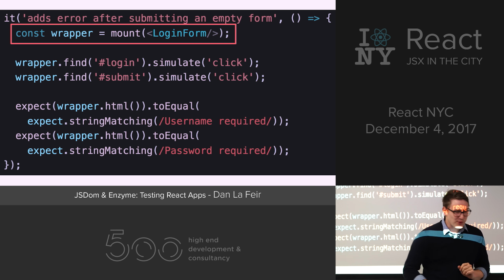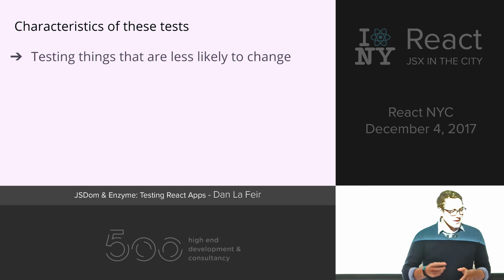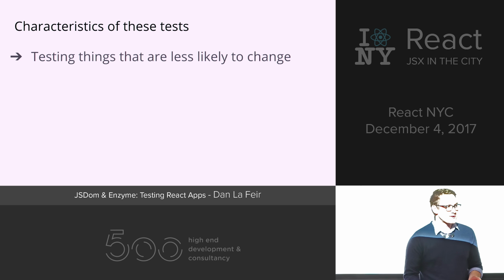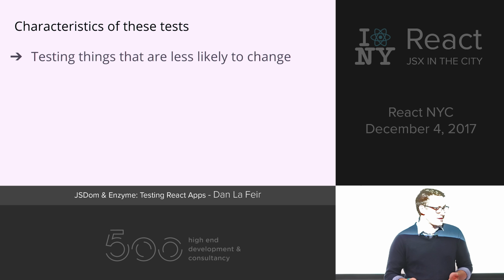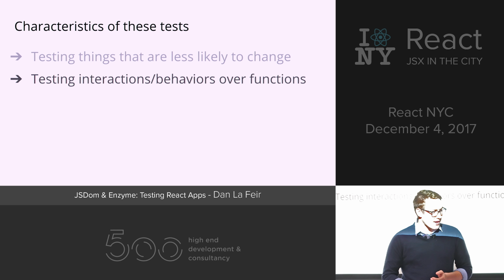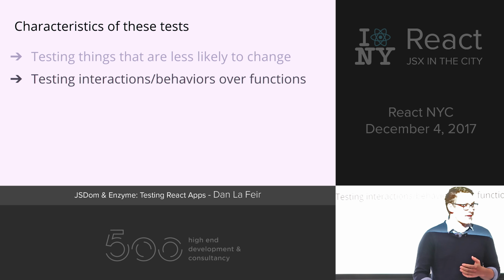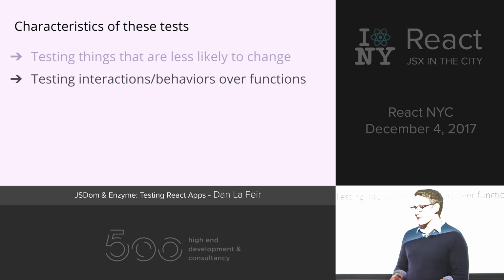Oops, and let's break down this test. So I kind of already did that. Some characteristics of these tests that I want to call out: we're testing things that are less likely to change. I think we articulated that pretty well. We're testing the interactions and behaviors over the functions. Function calls don't really mean anything in the browser. They're just the thing that facilitates the interaction.